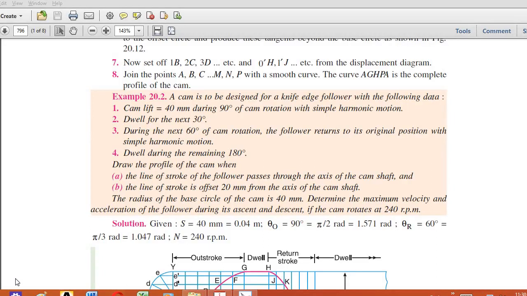So here we will solve a problem on knife-edge follower. We will take the example problem. A cam is to be designed for a knife-edge follower with the following data.